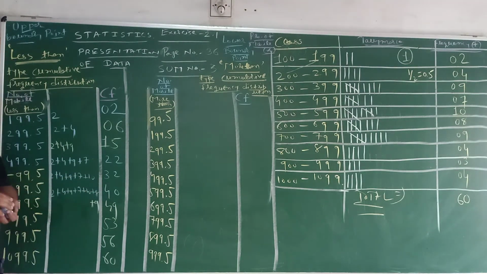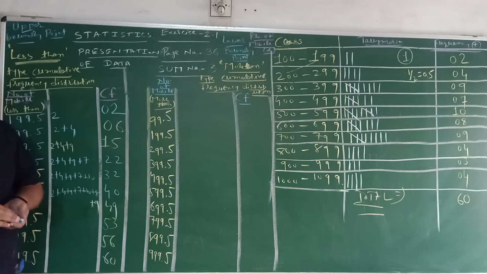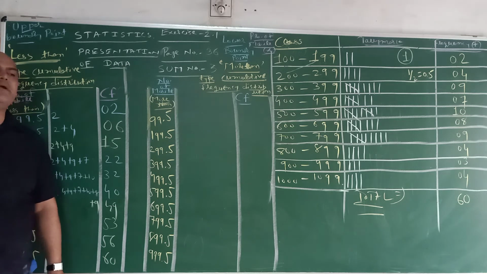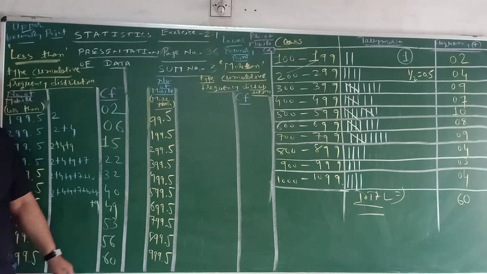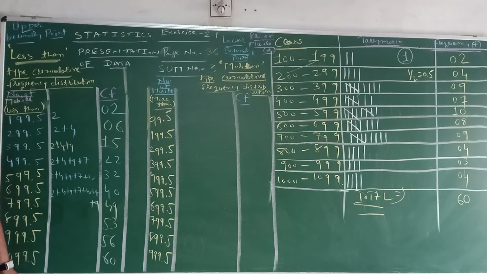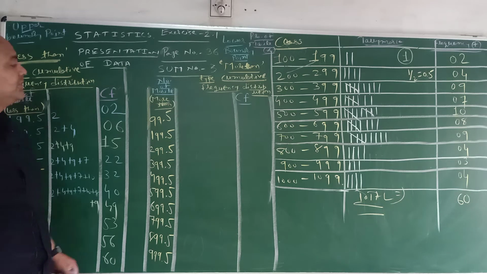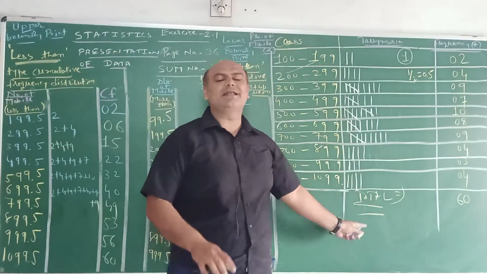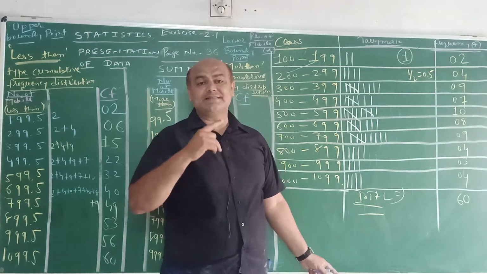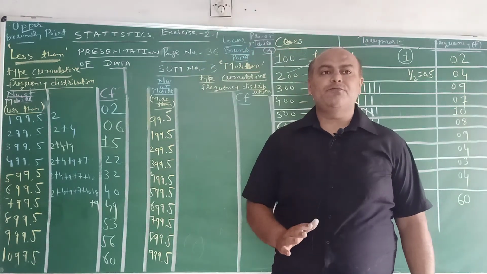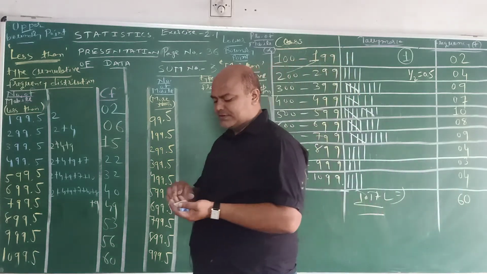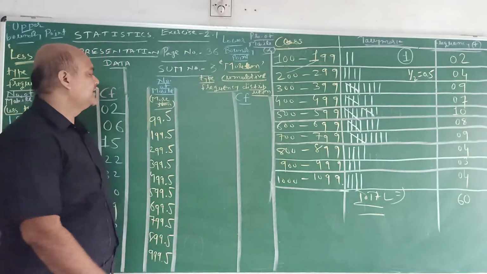Now next is more than type. In more than type we take 99.5, that is the first lower boundary point. So we have to speak like this: 99.5 or more than 99.5. Now see, in more than 99.5 it covers all the classes. So the first cumulative frequency is the total, that is 60.